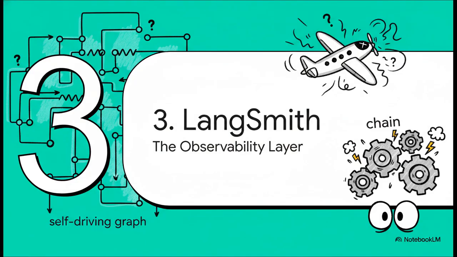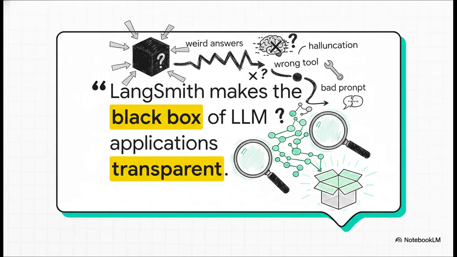Okay, so you've built your masterpiece. It's a simple chain, or it's a complex, self-driving graph agent. It works. But now you've got a brand new problem. When it doesn't work, you have absolutely no idea why. You're flying completely blind. This is the observability problem, and it is an absolute killer for development speed.